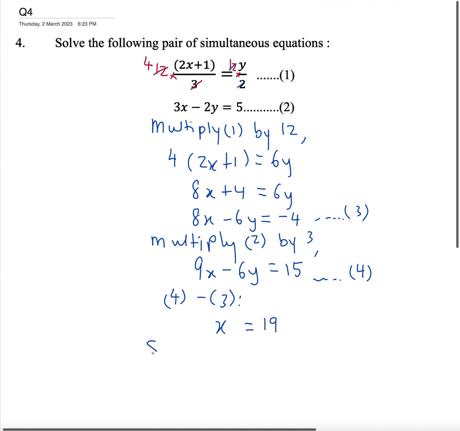We need to show our substitution. Substitute x is 19 into equation 2 to get the value of y. Okay, so 3x, so x is 19, plus minus 2y equals 5, equation 2. And if you simplify this, you have y equals 26.